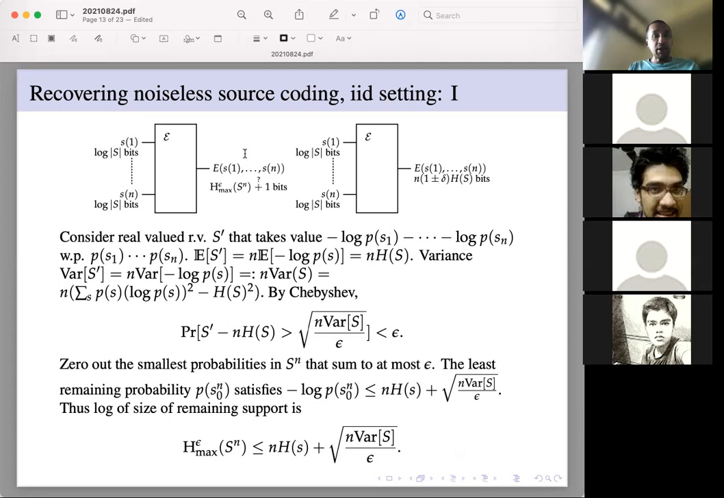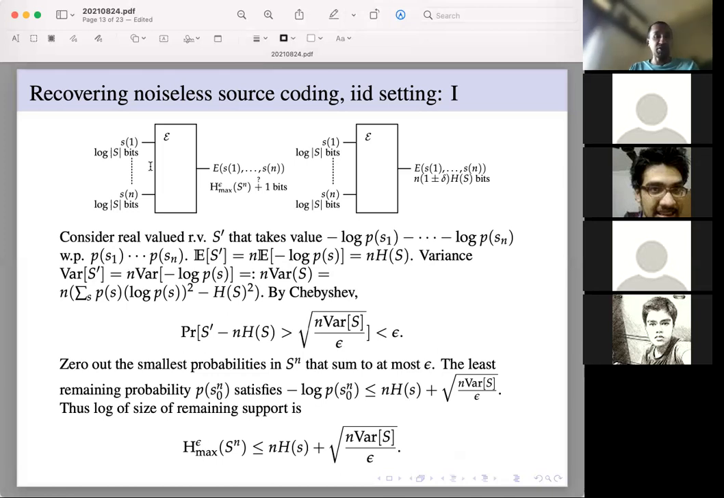Now what I can do is view it through the one-shot lens. So I will think of a new source. Instead of thinking of the source here as S, I'll think of the source as S to the tensor power n. Call it a super source if you want. My super source is made up of n independent copies of the original source, but that's it. So the super source is a single source.